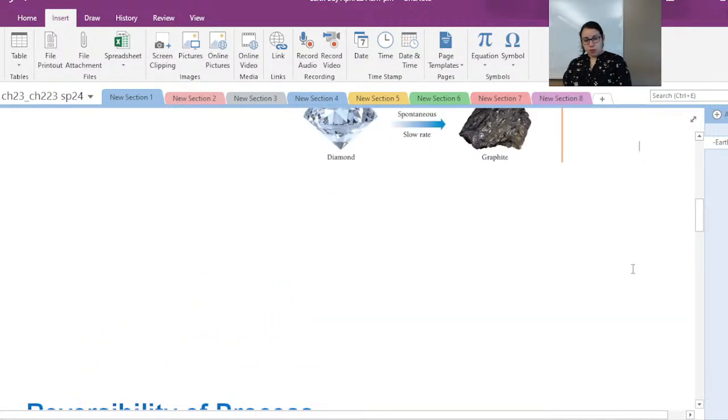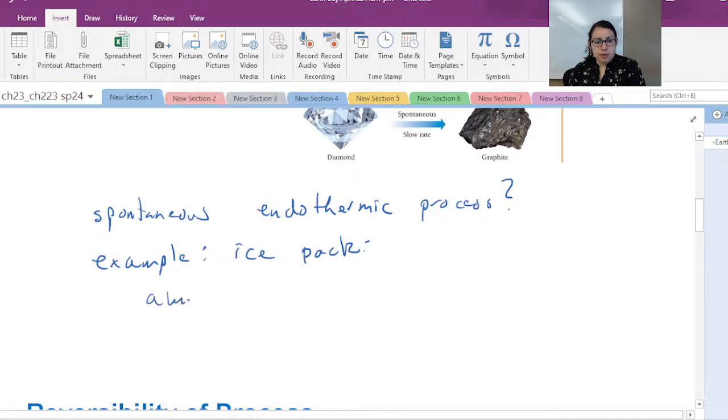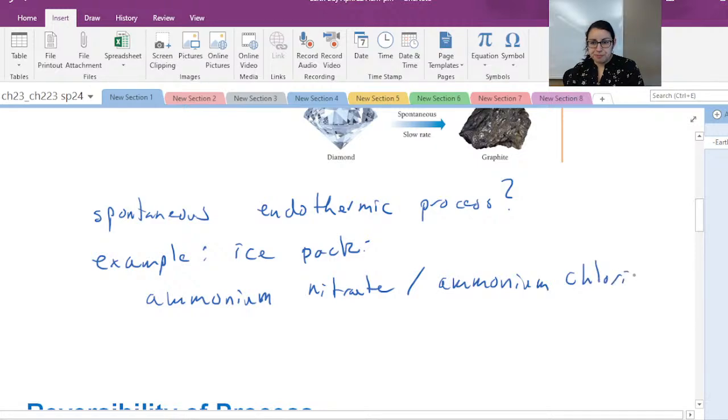So other things that we'll kind of look into, well, can we have a spontaneous endothermic process? And so the answer is yes. And a good example of this is your icy packs. And so they tend to be some sort of ammonium nitrate or ammonium chloride. I don't know why I wrote it out.